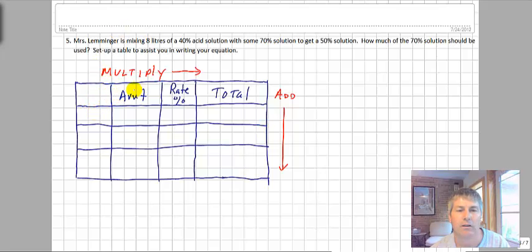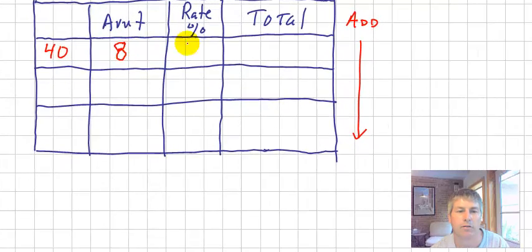So let's take a look at this. We have amounts and rates and totals again. We're going to multiply across. We're going to add down. So what goes here? Well, don't we have a 40% acid solution? So we've got something that's 40% acid. In fact, we have 8 liters of 40% acid.